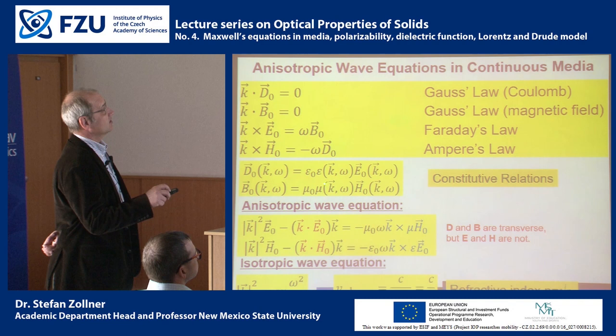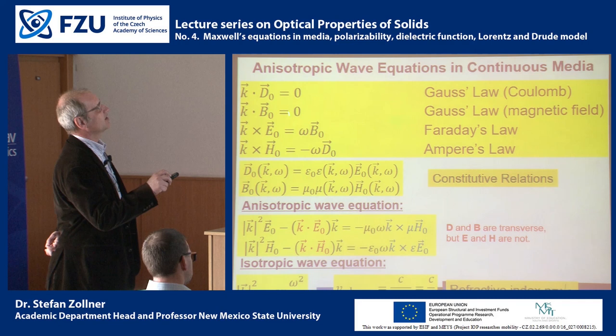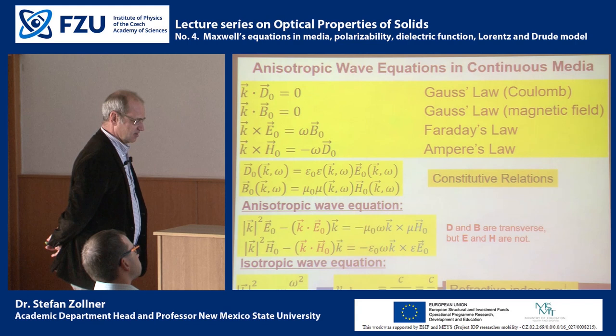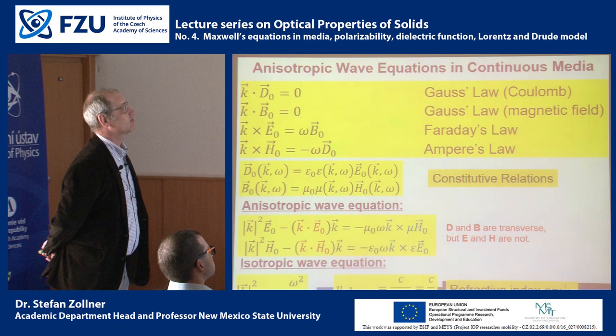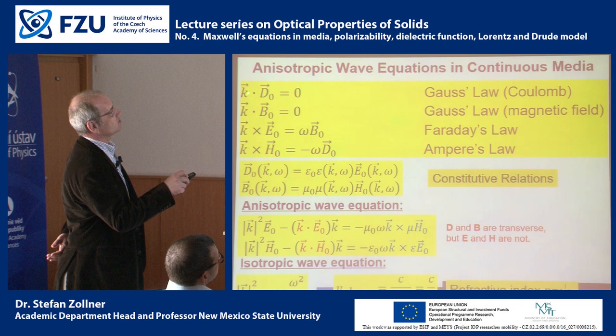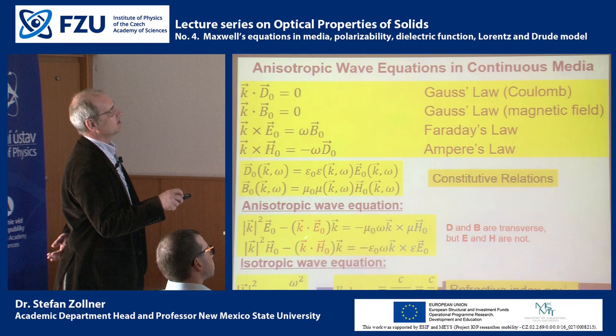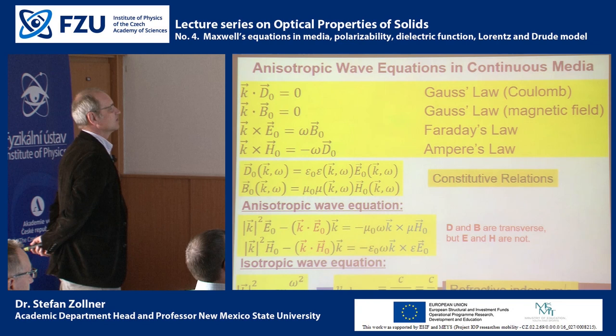However, the problem starts again if we try to derive a wave equation from Maxwell's equations. So now we're getting this anisotropic wave equation. And again, the problem is that electromagnetic waves in an anisotropic medium do not necessarily have to be transverse. The dielectric displacement is transverse. The magnetic flux density is transverse. But the electric field and the magnetic field are not transverse. And therefore, these terms in red, they do not disappear, but we have to keep track of them.